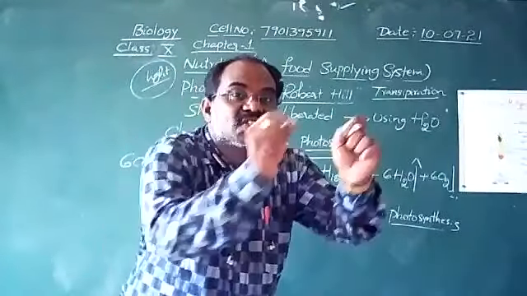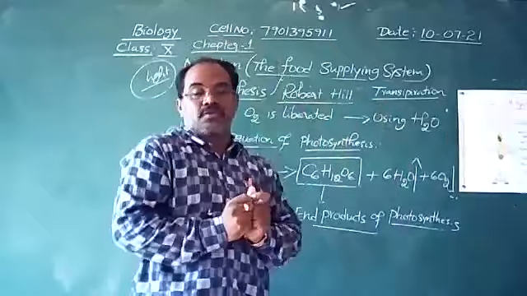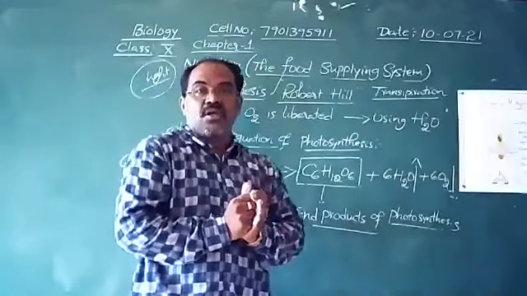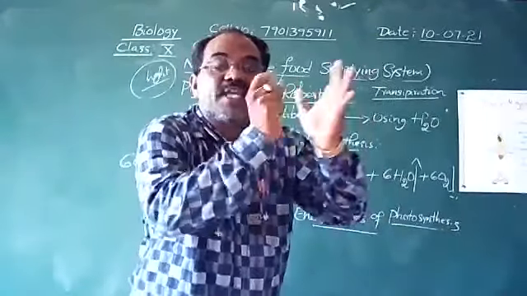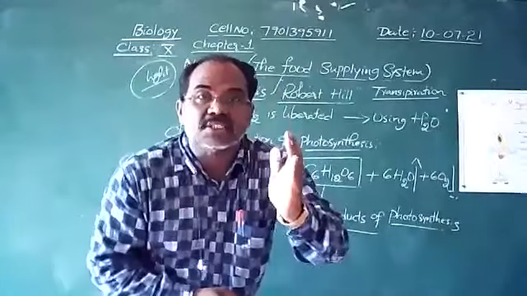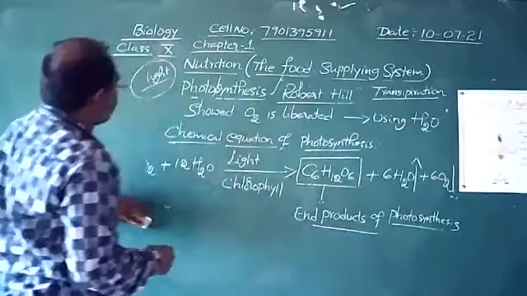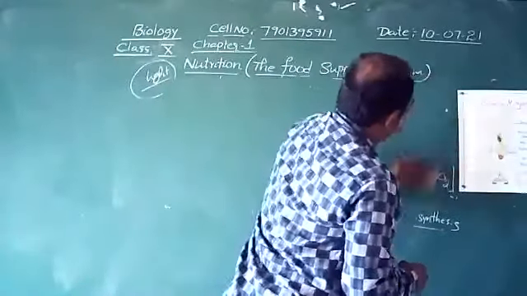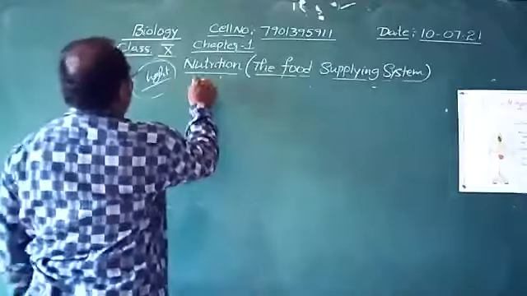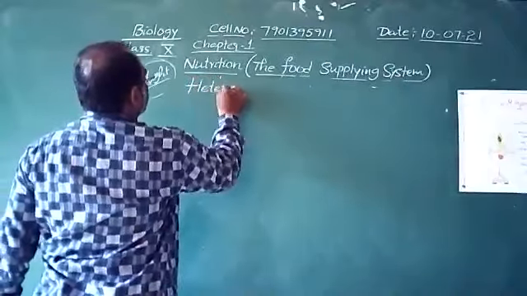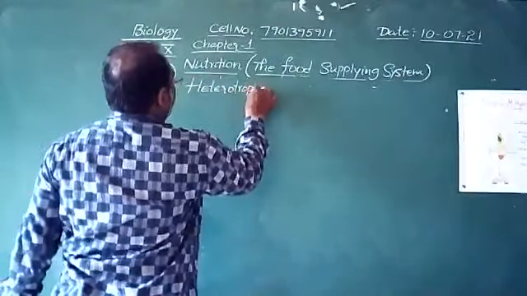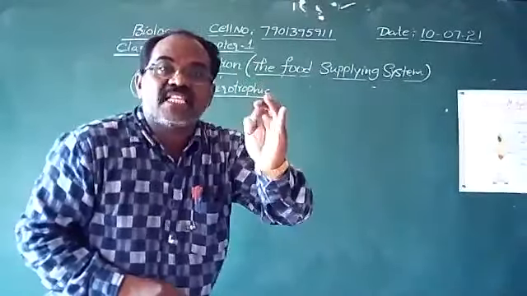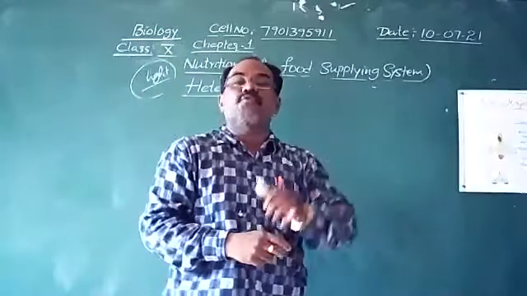So, plants are called autotrophs or universal food providers. Plants are called autotrophic organisms. But heterotrophic organisms are the organisms which cannot prepare their own food material.